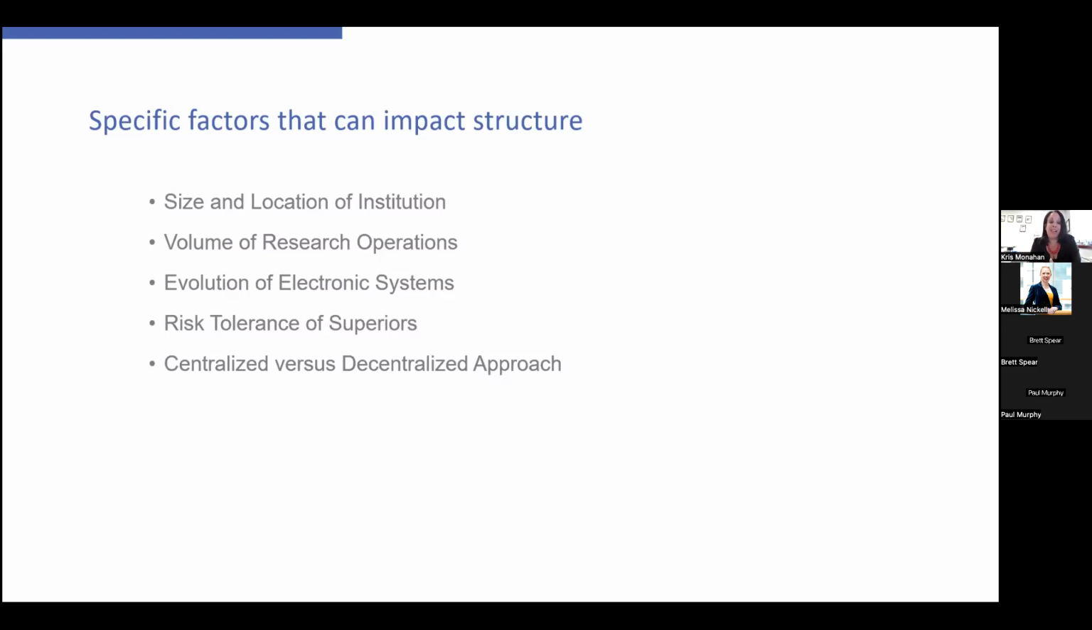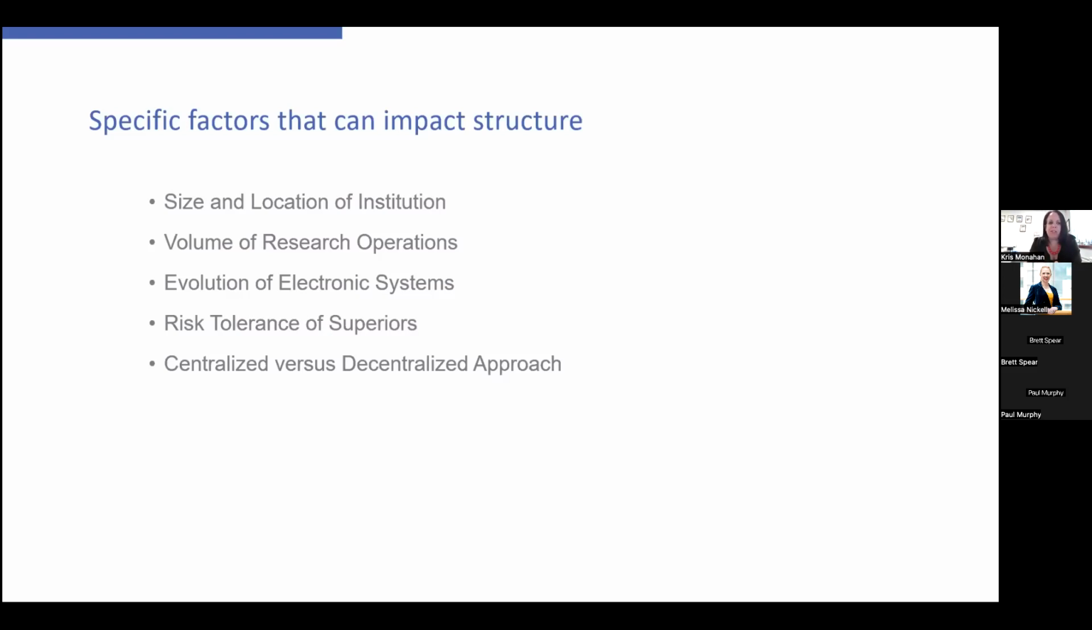And then finally, another factor that will impact the structure that you ultimately select for your institution or that you might decide to move to is whether you're going to have a centralized or decentralized approach. So at many larger institutions, you would have an approach where you would have research administrators that are seated out in the departments, working hand in hand with faculty, working closely with them to submit proposals. And all of those come up to a central office that manages more of the overall pre-award processes.